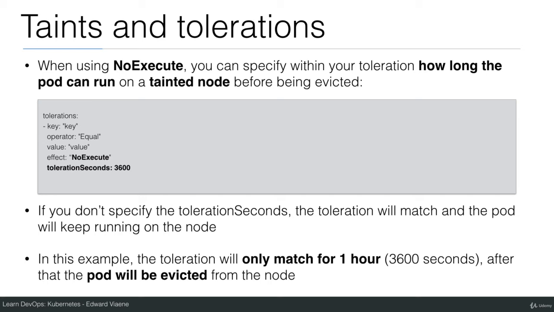So it's a bit difficult to understand maybe. If you specify the toleration seconds, then the pod will be evicted after this time if the toleration matches. If you don't specify toleration seconds and it matches, then it will always be there. It will not be evicted after a certain amount of time. And of course, if it doesn't match, then it will be evicted immediately.